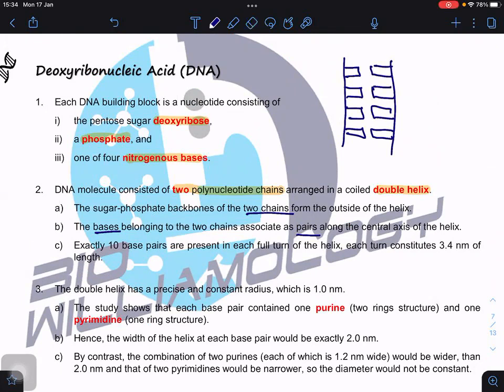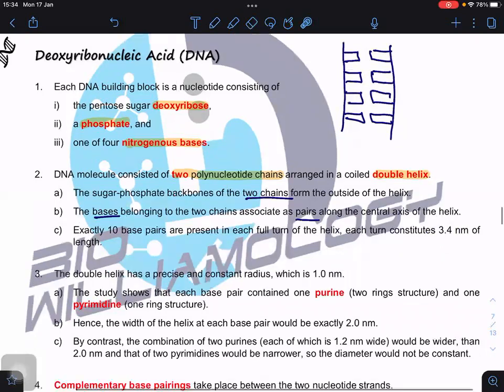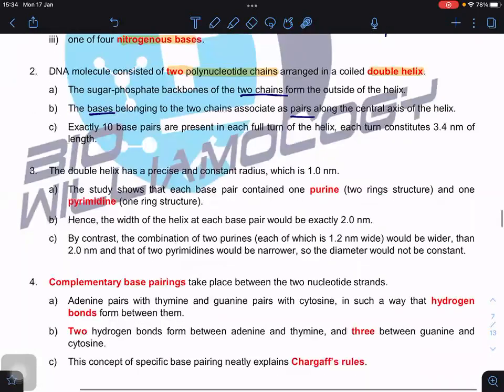So this structure twists. Are you clear? Like a ladder, it twists, so it becomes this double helix. Exactly 10 base pairs are present in a full turn of the helix. Each turn constitutes 3.4 nanometers of length. This extra information is for you guys. Now, something special about the double helix.